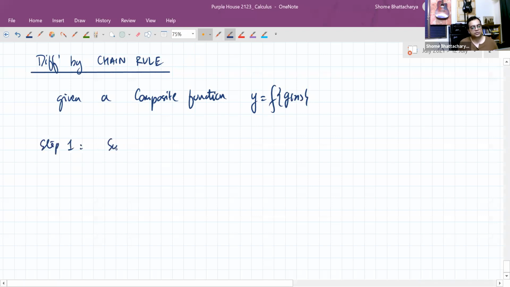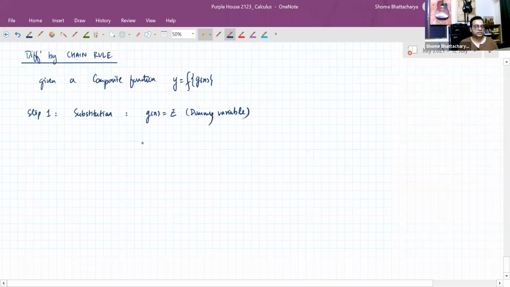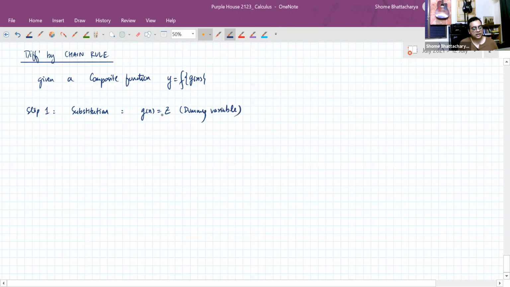Step 1 is called the substitution step. What we do is that the inner function g of x is substituted as a dummy variable. You can give it any name, but I'm naming it z over here. We can call it a, b, c, whatever, it doesn't matter. And of course, the moment g of x becomes z, y becomes f of z, because we are replacing g of x with z. So that's your first step, the substitution. We substitute the inner function as a dummy variable z, so y becomes f of z, because the outer function here is f.